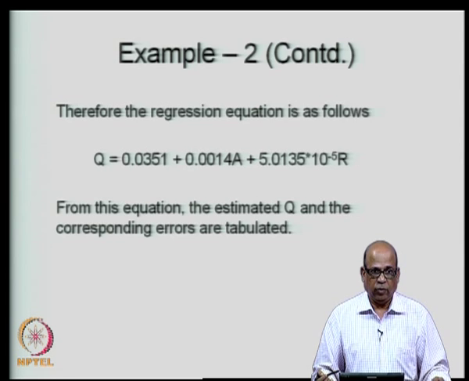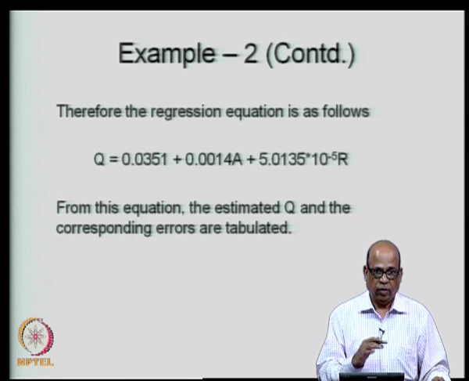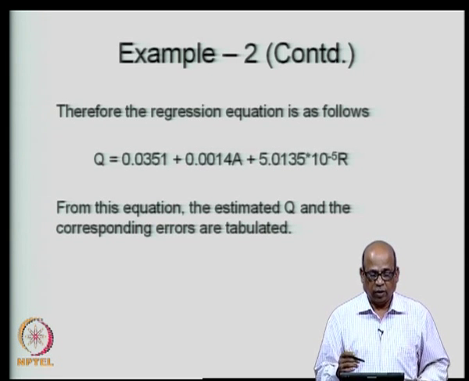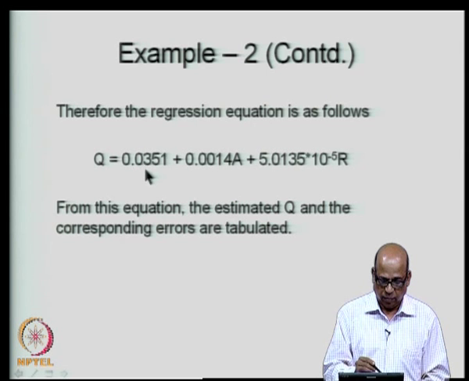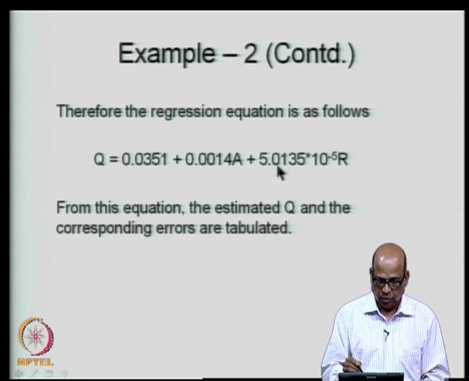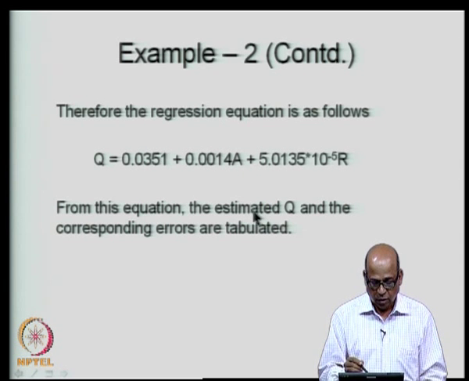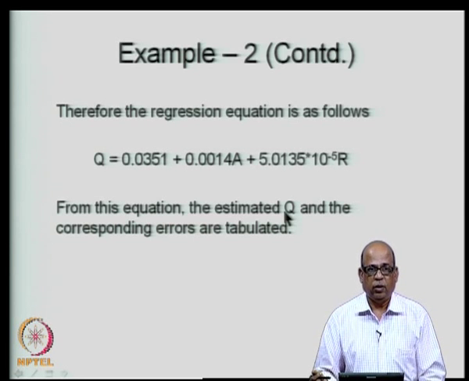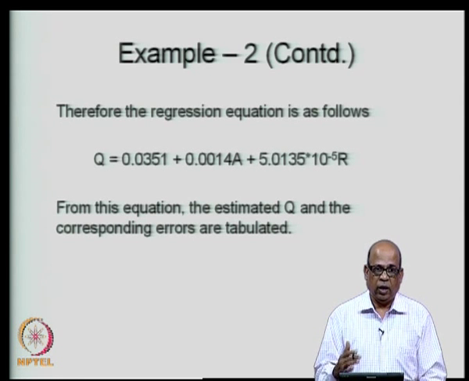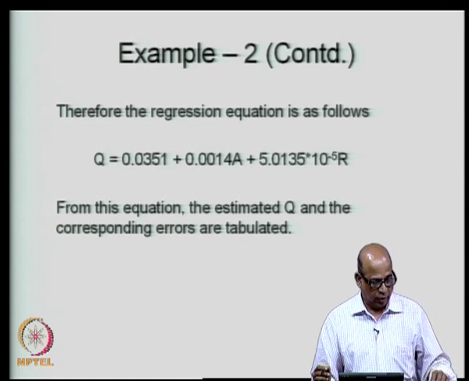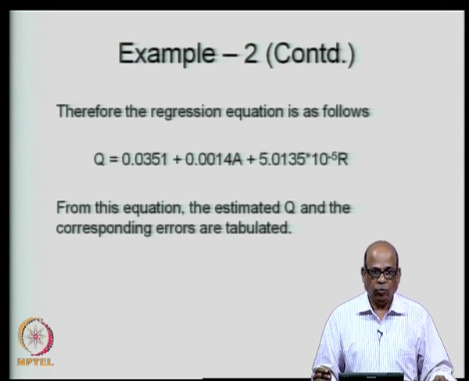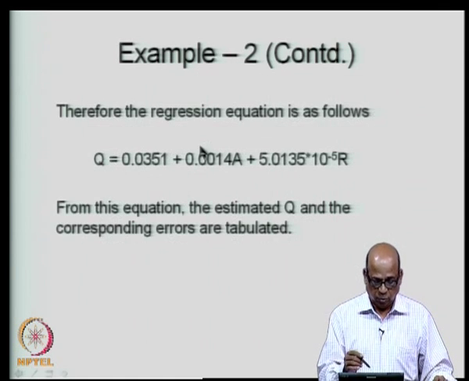So, the expression that we can write in terms of our q, a and r is q is equal to beta 1 plus beta 2 into a plus beta 3 into r. r is the rainfall, a is the area in hectares. So, from this expression we can estimate q for any given a and r. So, let us look at how these values look, that is using this expression.